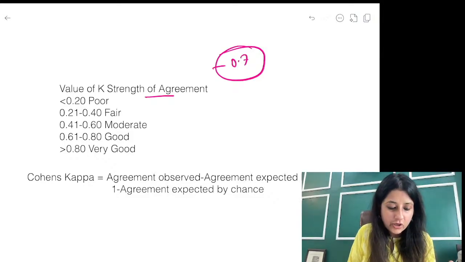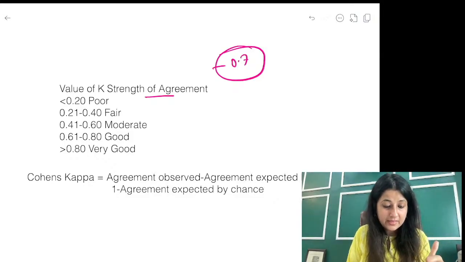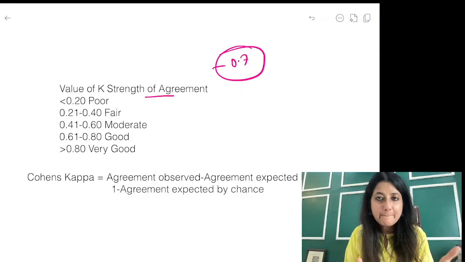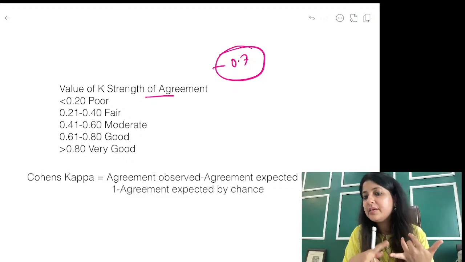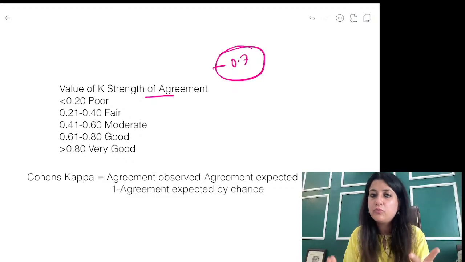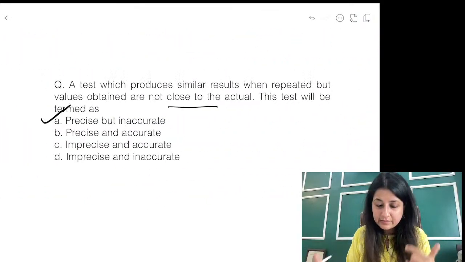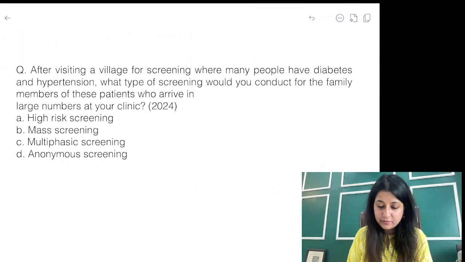ठीक है. So for your FMG, oh sorry, I missed one, I will take up that. One second. Kappa statistics, you have to remember it checks the level of agreement between two observers beyond chance. Remember the word kappa statistics, commenting on reliability. Okay, this was missed, sorry.